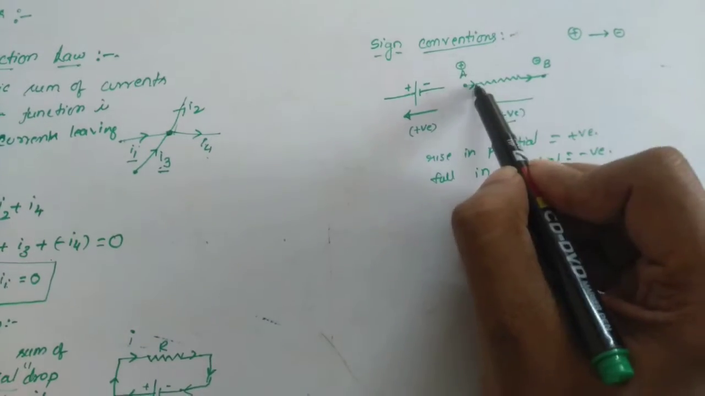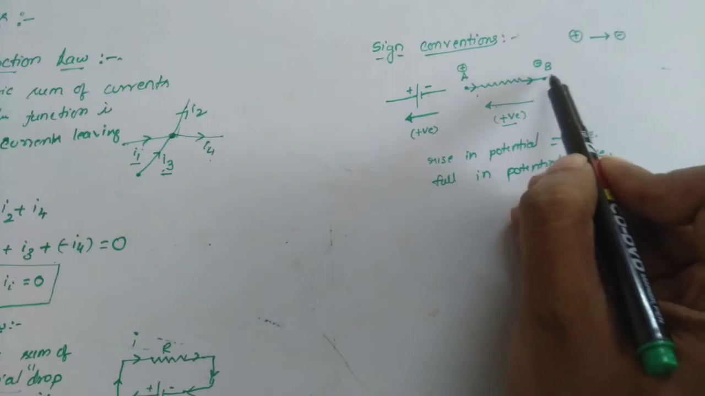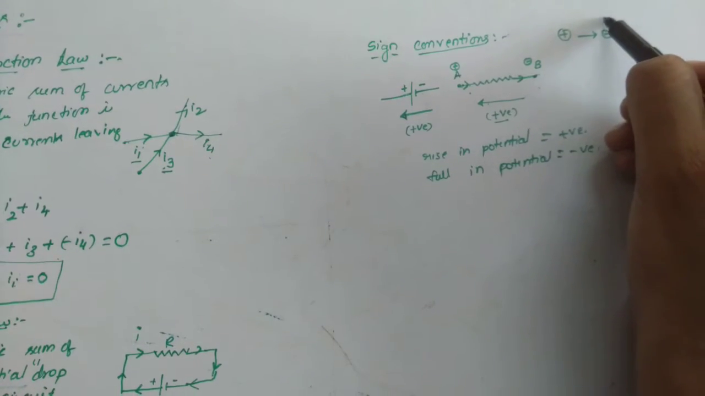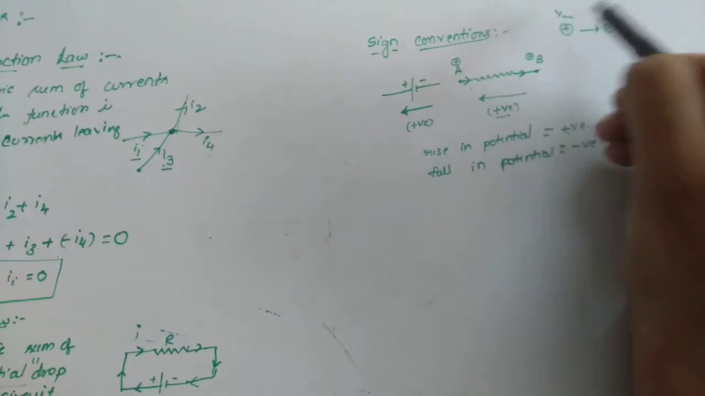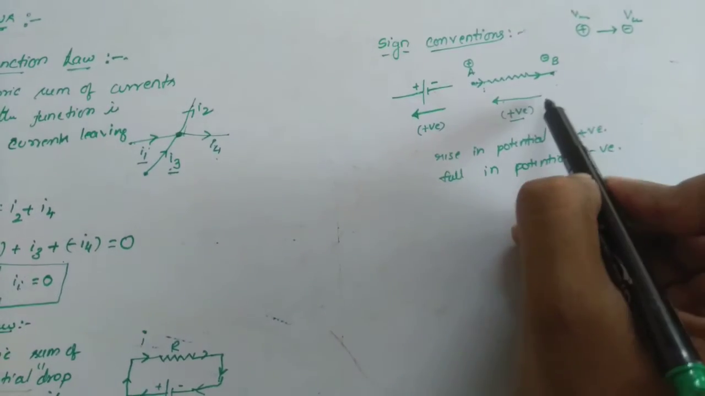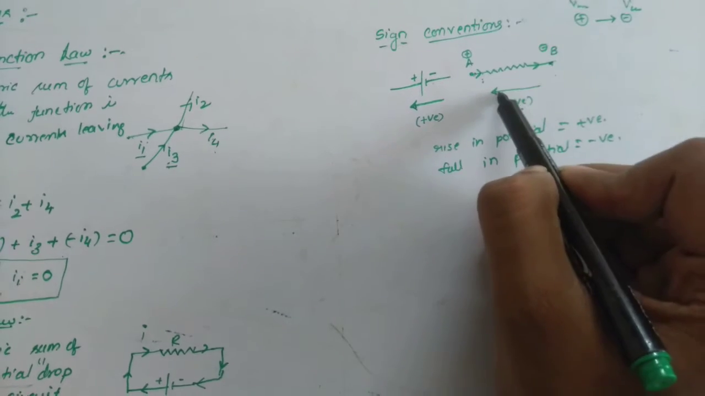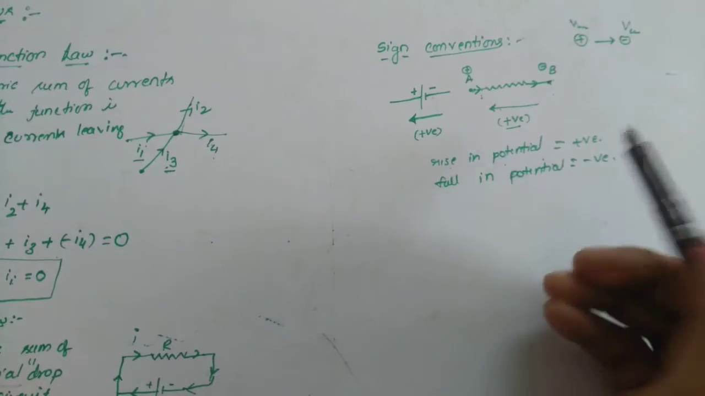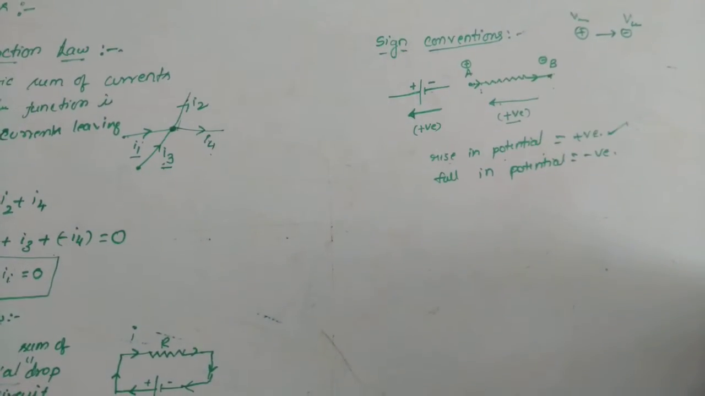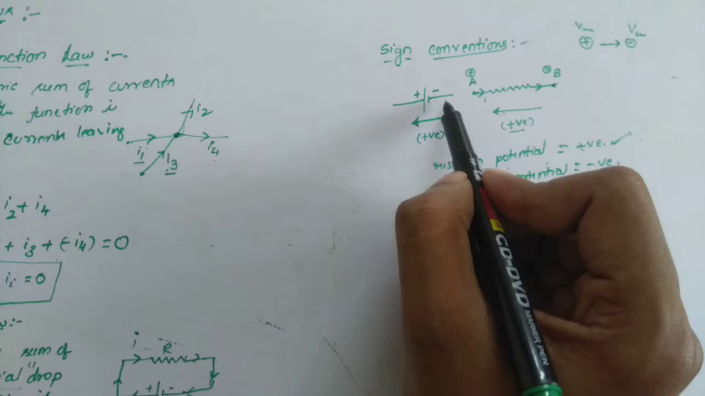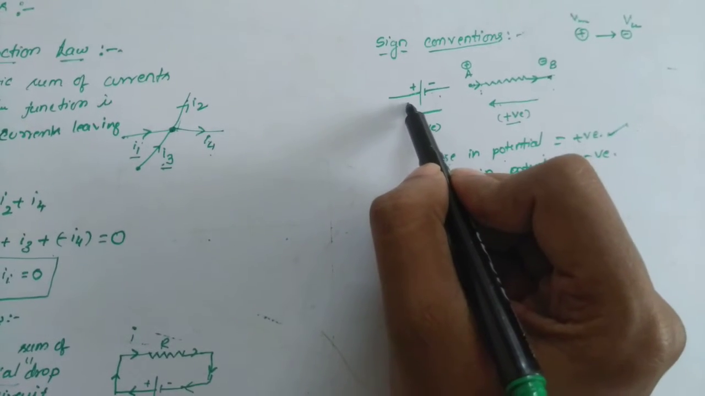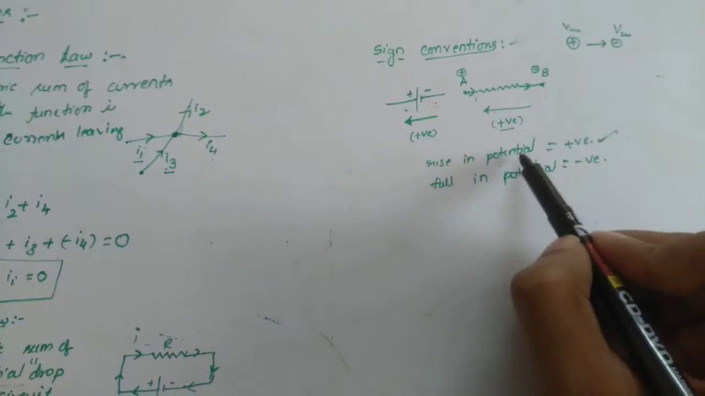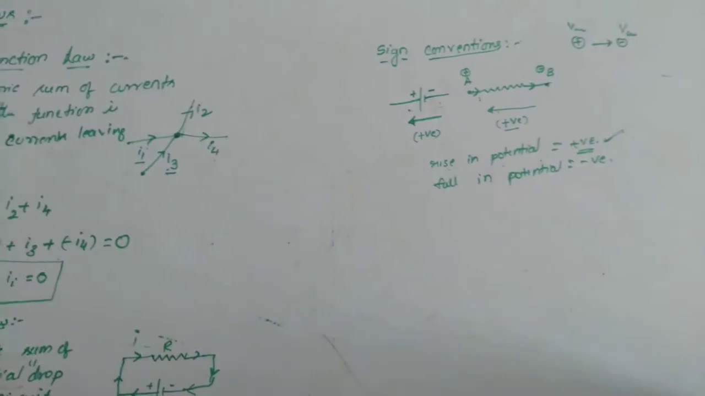When current flows from A to B, there will be a fall in potential, but we are moving from B to A. If you are moving from B to A, we are moving from low potential to high potential, in the direction of high potential. So there will be a rise in potential. That rise in potential is taken as positive. In the similar way, if we move from negative terminal of the battery to positive terminal of the battery, we are moving in the direction of rise in potential. Therefore, that rise in potential is taken as positive.